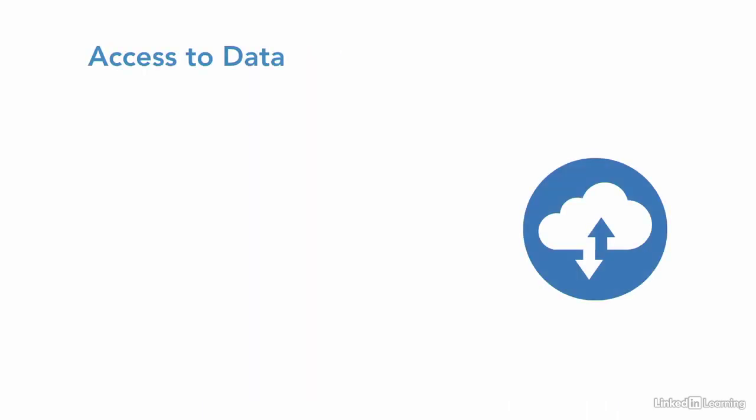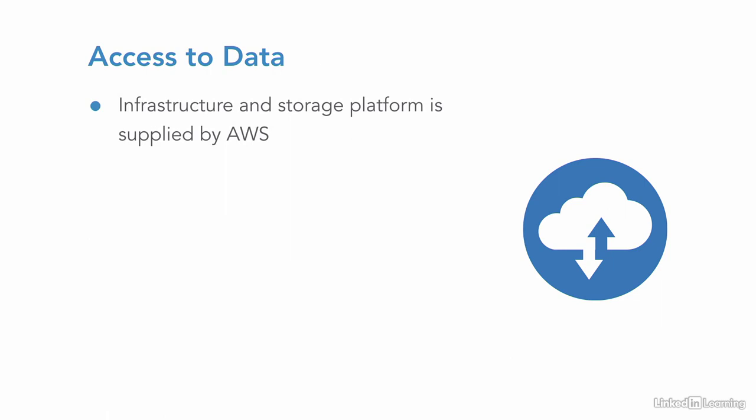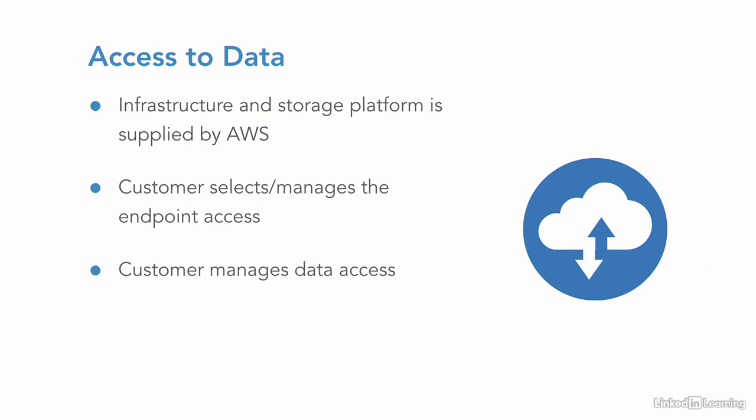The access to data is, of course, the important aspect. What is accessing the content? It could be an application. It could be the end user. The infrastructure, i.e. the load balancers or the compute and the storage platform, the virtual hard drives, that's supplied by AWS as a service. You, the customer, select and manage the access to that data, i.e. the endpoint. Is it a public endpoint? Is it private? The customer has to manage the data access. Amazon will provide security. The customer can mess it up by making the data publicly accessible when they didn't mean to do that.